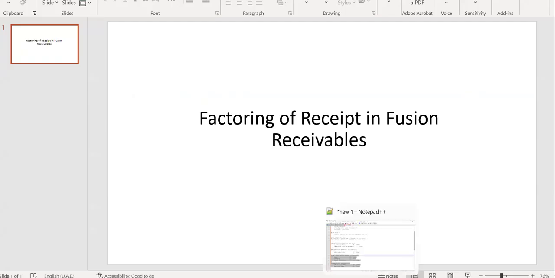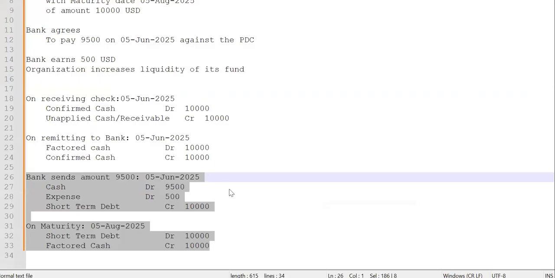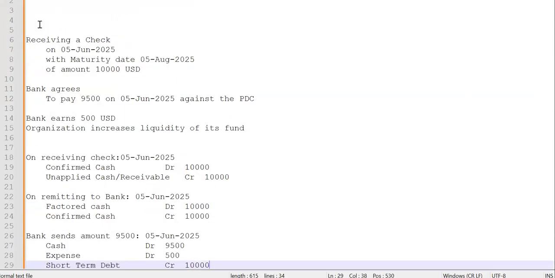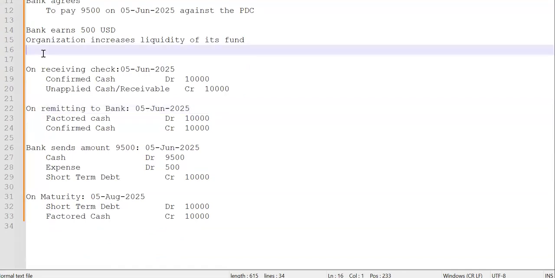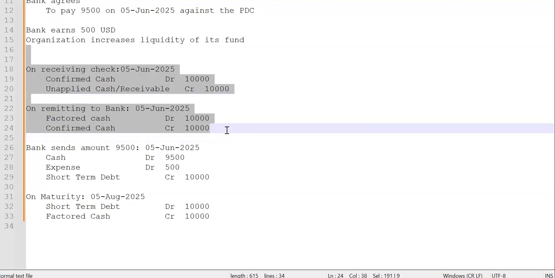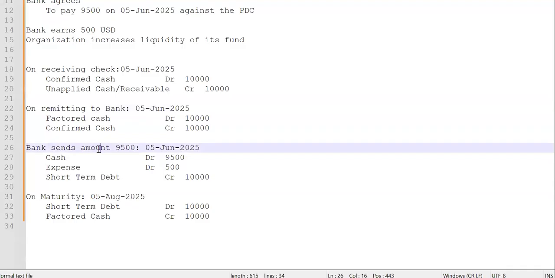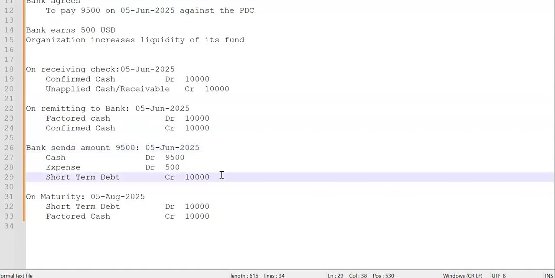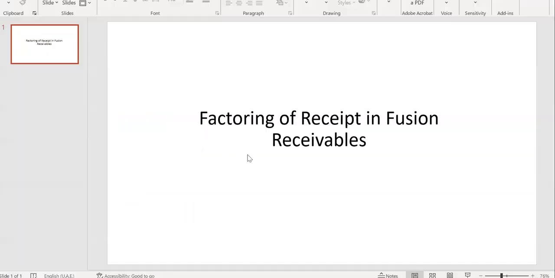In the previous part of this series, we discussed the business case, then the setup, what we need to do to achieve this in Fusion Finances, Fusion Receivables. Then we created our transactions up to this point, and we created a bank statement, and the next step is to do the reconciliation. That is where we stopped. So let us proceed from there.